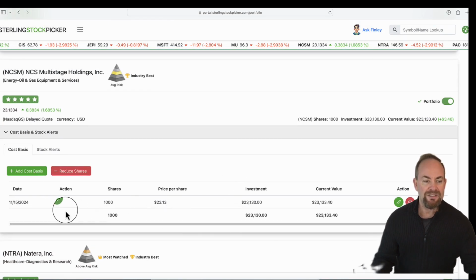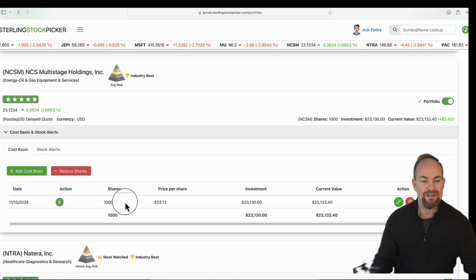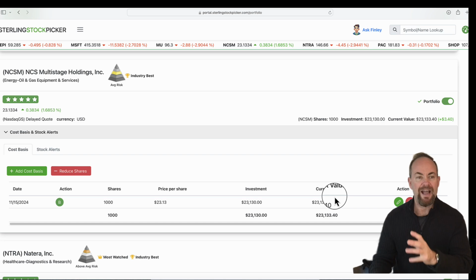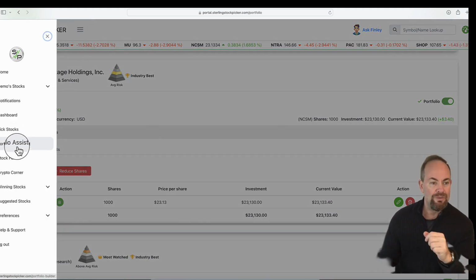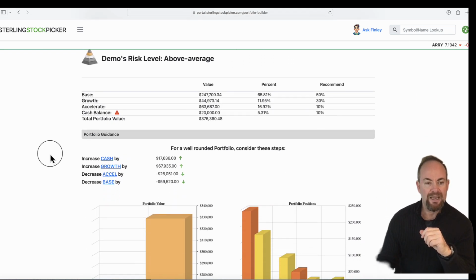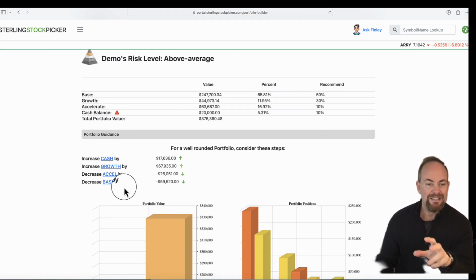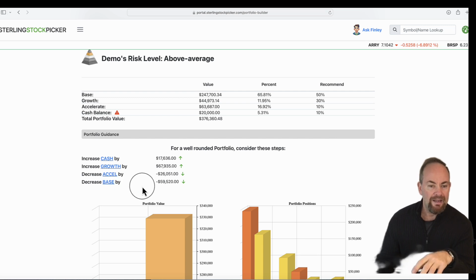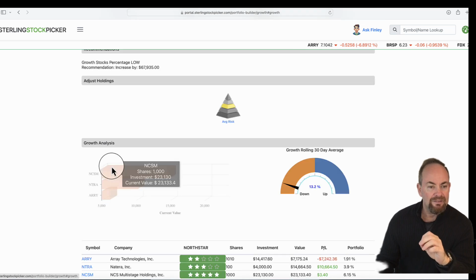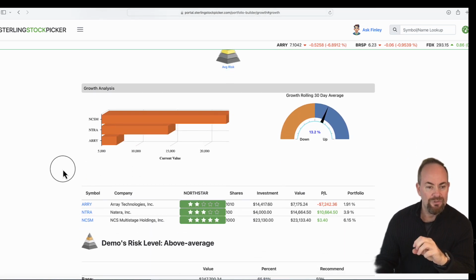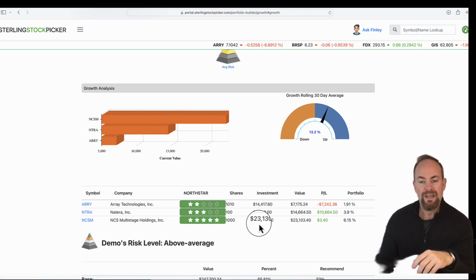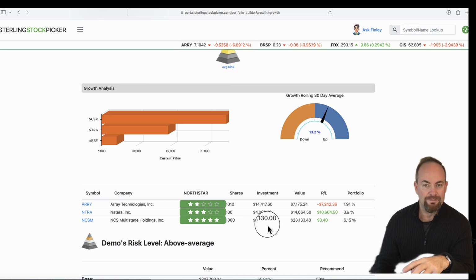And then as you can see, it pops up today's date, the number of shares, the price per share, and then it's going to show us the current value. So we go back to the Portfolio Assistant from the main tab, and now you notice it looks slightly different, right? We increased the growth category, and let's see if that is going to show up. Sure does. NCSM, our 1,000 shares, shows up for us at an investment of 23,000.